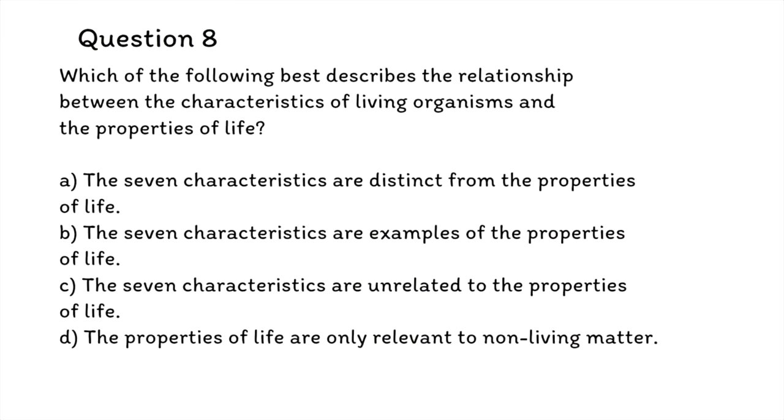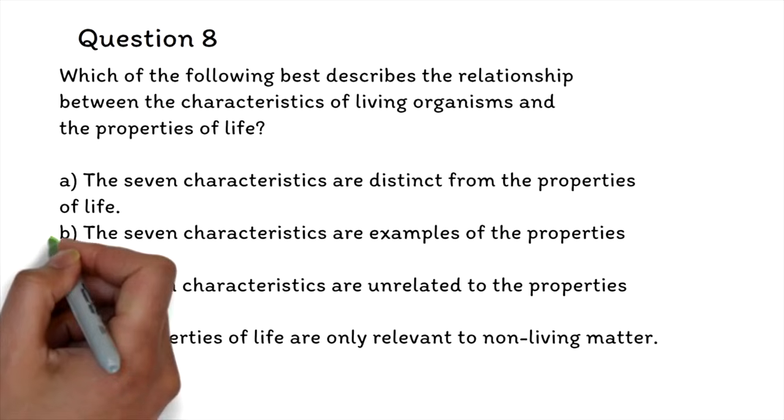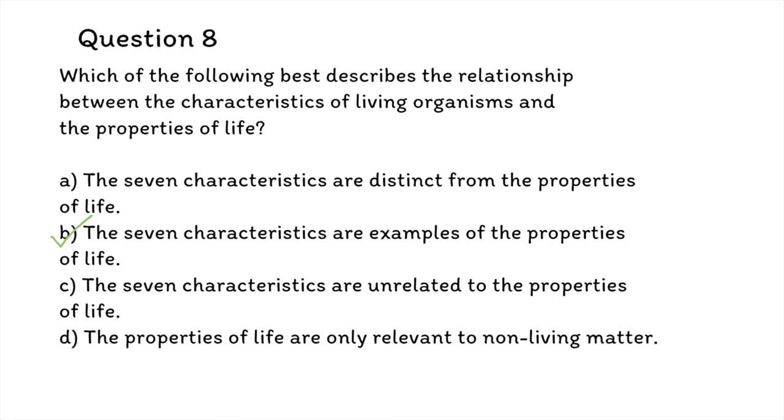Question 8. Which of the following best describes the relationship between the characteristics of living organisms and the properties of life? A. The 7 characteristics are distinct from the properties of life. B. The 7 characteristics are examples of the properties of life. C. The 7 characteristics are unrelated to the properties of life. D. The properties of life are only relevant to non-living matter. The correct answer is B. The 7 characteristics are examples of the properties of life.